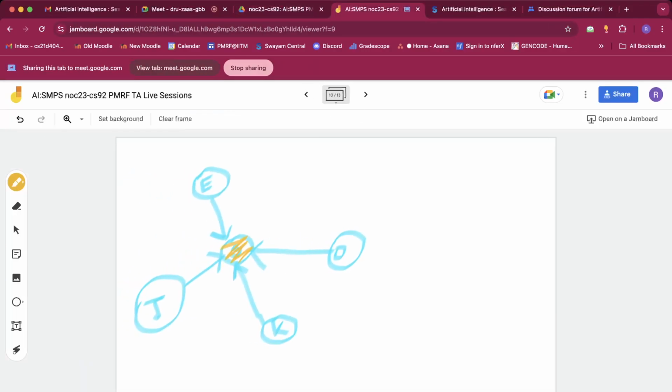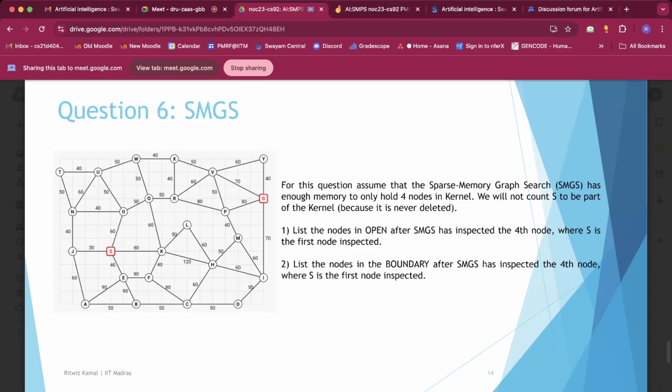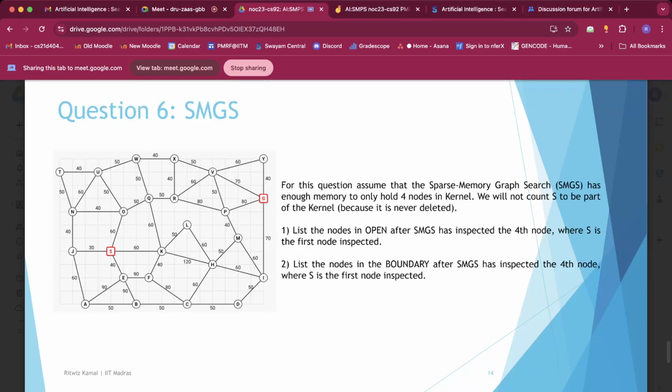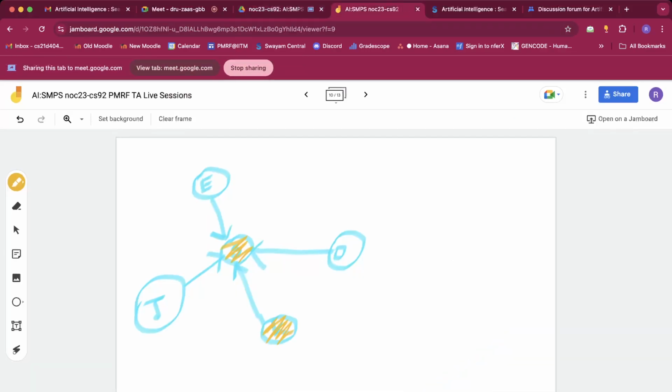Let's go back to our SMGS. So we will mark K as visited. Okay, and then we will look at what are the nodes we could go to from K. Okay, so we could go to F, Q, L and H, right? We don't want to go back to S, so we won't bother about that. So the neighbors of K that we have to add are F, H, L and Q. So let's add that.